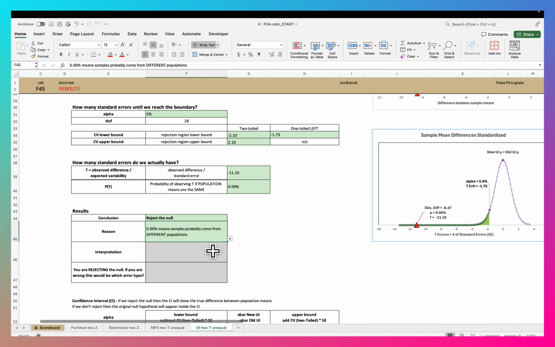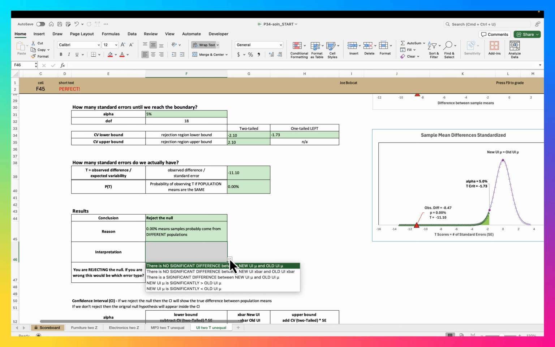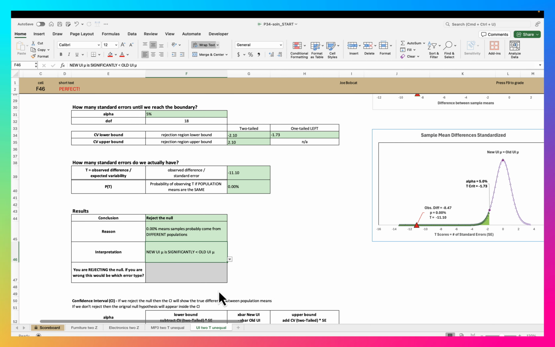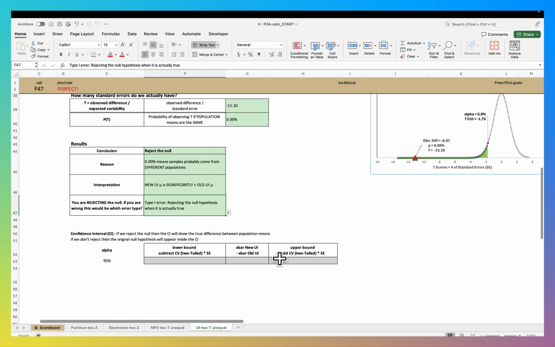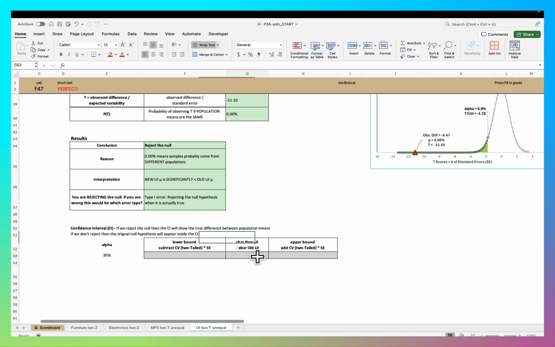That means the samples probably come from different populations. So if they come from different populations, we are saying that the new UI does reduce time. So it significantly reduces time from the old. But if we're wrong, it would be a type 1 error, rejecting the null when it's actually true. All right, so if we are right, then all of a sudden the confidence interval becomes much more interesting, because that'll tell us where the real population mean is for the new UI.